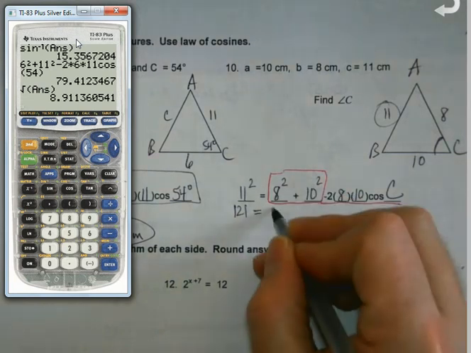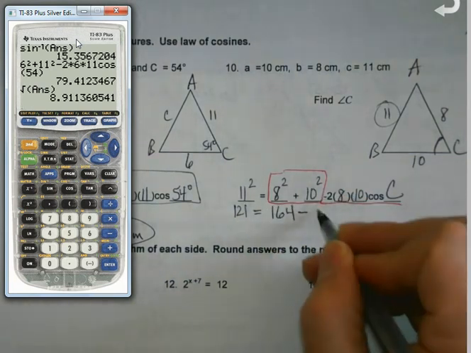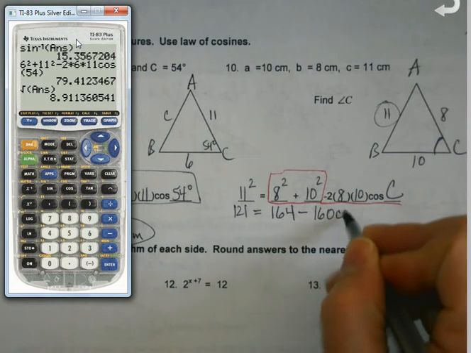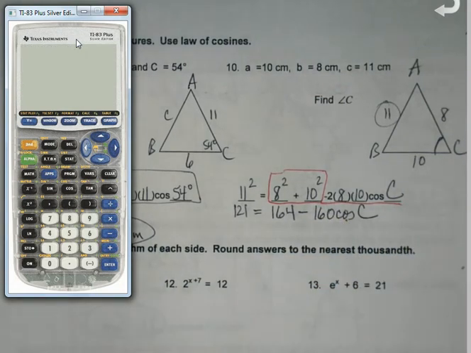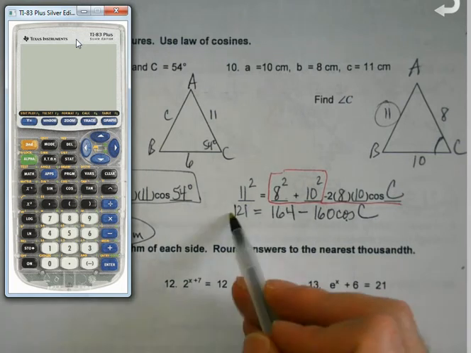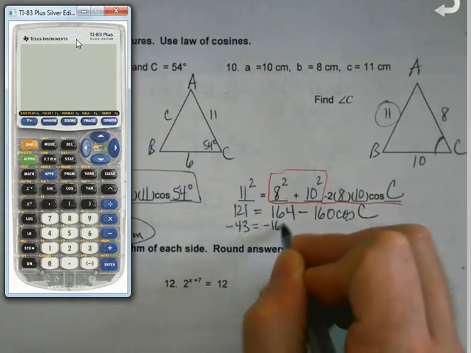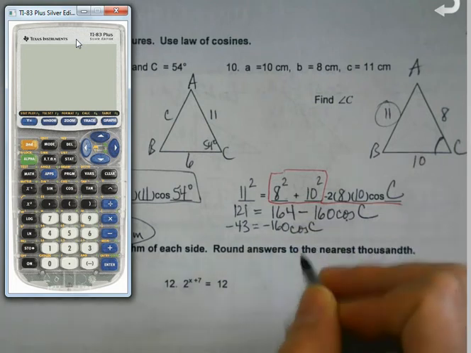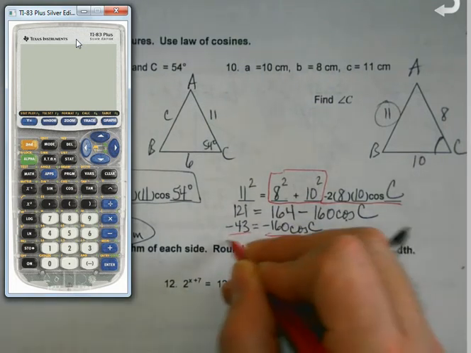So 8 squared plus 10 squared is 164. 2 times 8 times 10 is 160. And treat this like it was 160x. Treat it like a variable term. I'm going to minus the 164 over. And then I'm going to divide by negative 160.